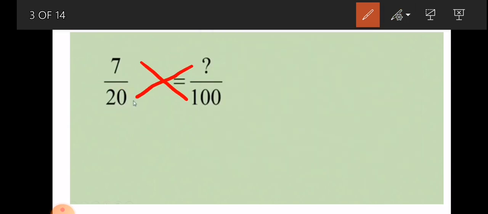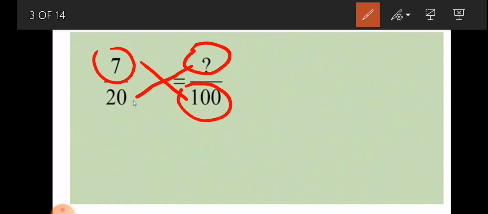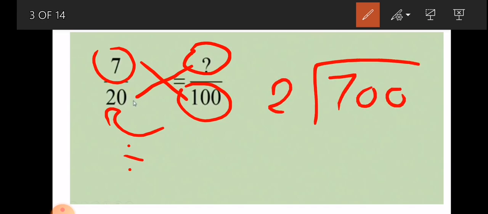Cross multiplication. How to get the missing number here? Multiply these two numbers together, then divide the answer by the third one. So you will multiply 7 by 100, which will give you 700. Then the 700 you will divide by 20. Cross 0 with 0. Then you will divide 70 by 2. It will give you also the 35. So here are the two ways.